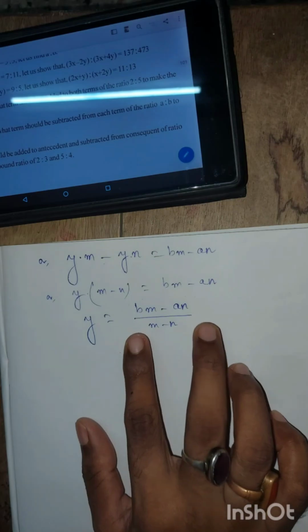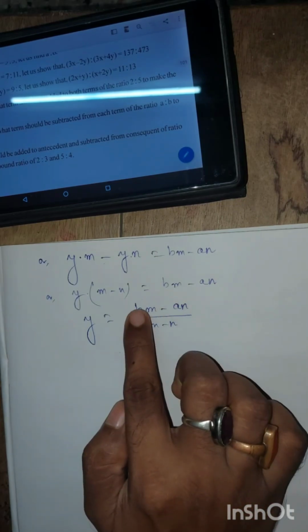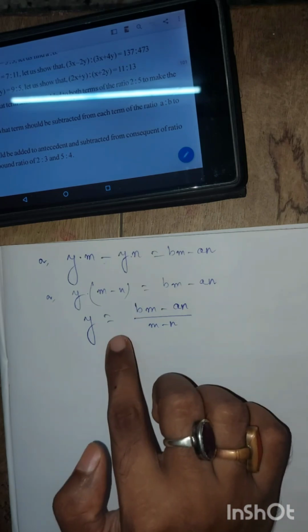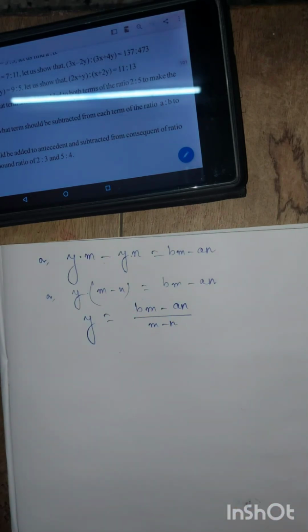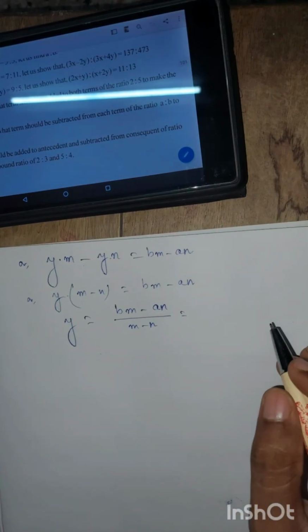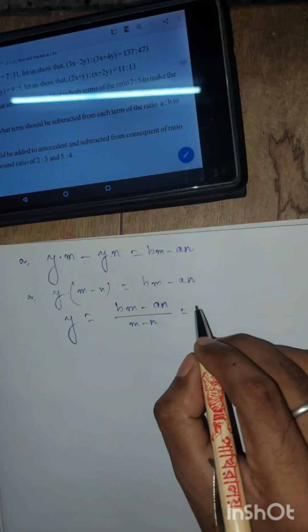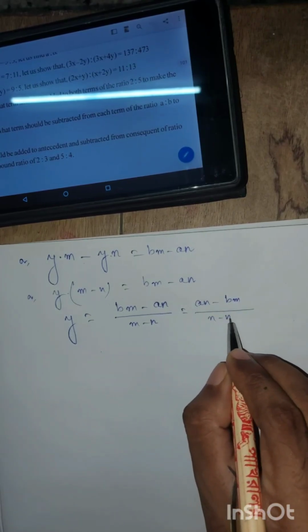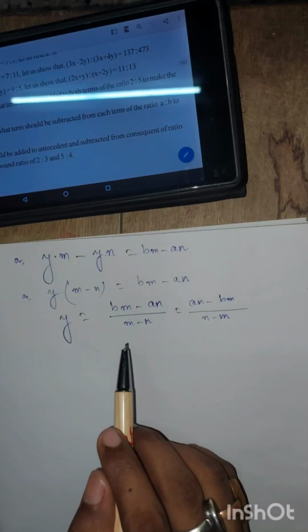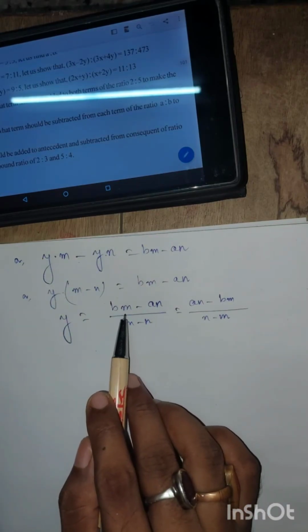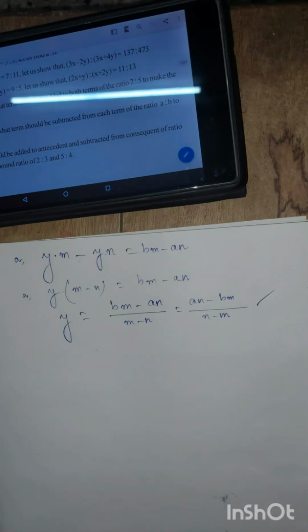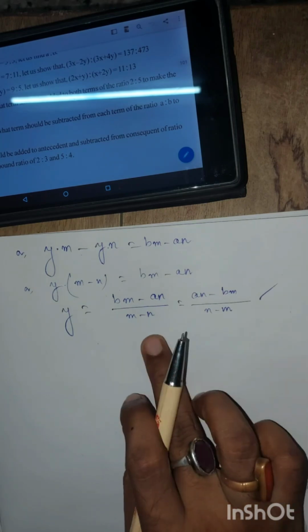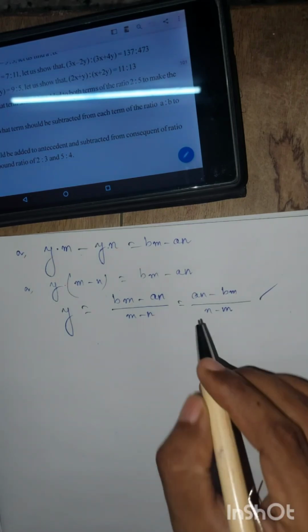If you want, you can take minus common from the numerator and from the denominator, so the minus 1 gets cancelled, so it can be shuffled. So if you want, the answer can also be in this form. So this is our answer. Any of these two can be the answer.